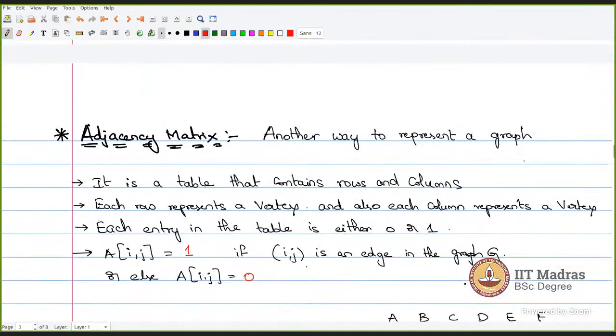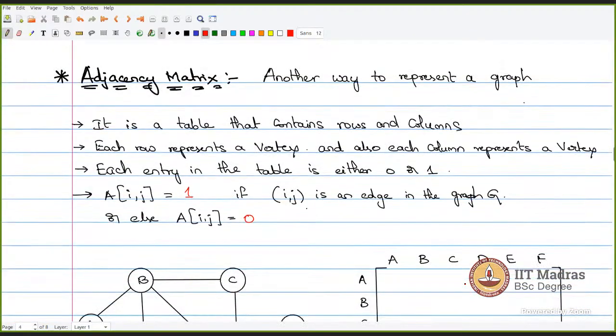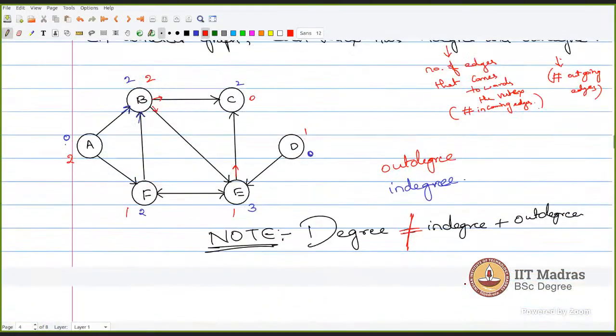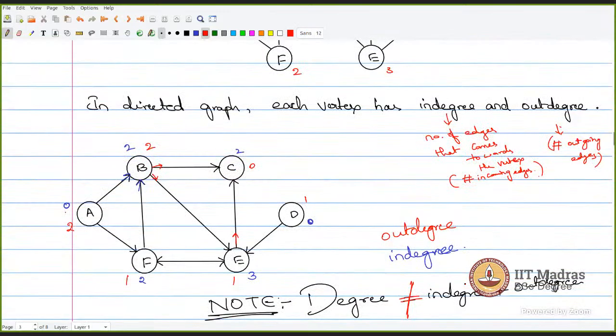Let us move a little forward. Let us see what is adjacency matrix. It means we cannot calculate degree for a directed graph. There is no word called degree in a directed graph.